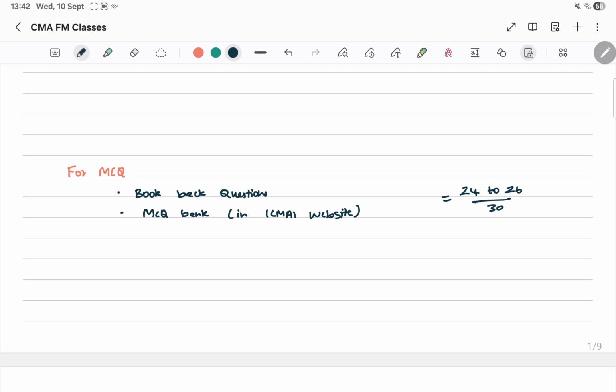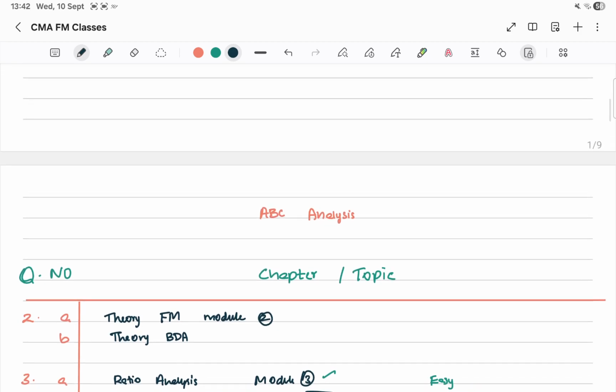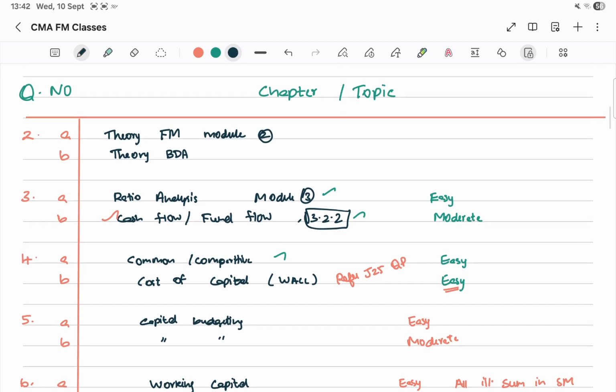Now moving towards the descriptive paper, which is for 70 marks. First you will have 7 questions, out of which you need to attend 5, and each carries 7 marks. In question number 2 you will have 2 things. My preference is, kindly don't attend any theory questions in FMBDA.